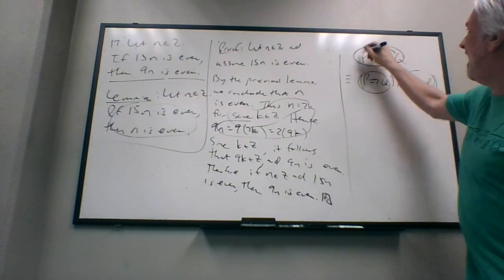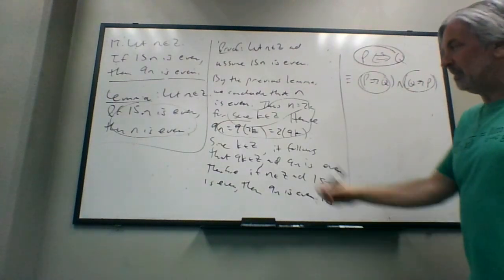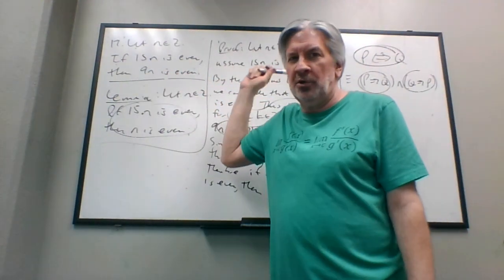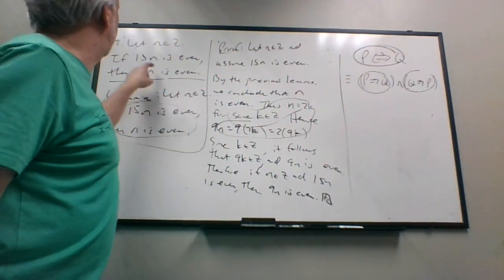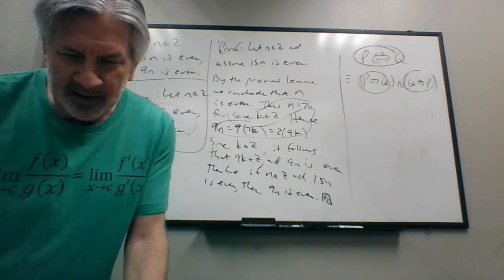But remember, to prove a biconditional, you have to show the implication both directions. If it's just a straightforward if-then statement, you don't show it both directions. You only prove the direction that you're trying to show. Okay, so that gets us through that section.